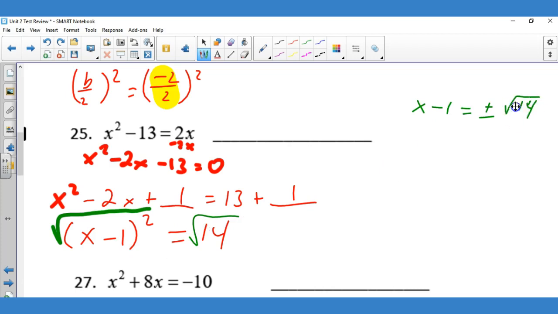Now guys, there's no perfect square in 14. It's just 2 times 7, and 1 times 14. So that will stay as a radical 14. And we're going to add 1 over. Plus 1, plus 1. So you have x equals 1 plus or minus the square root of 14.